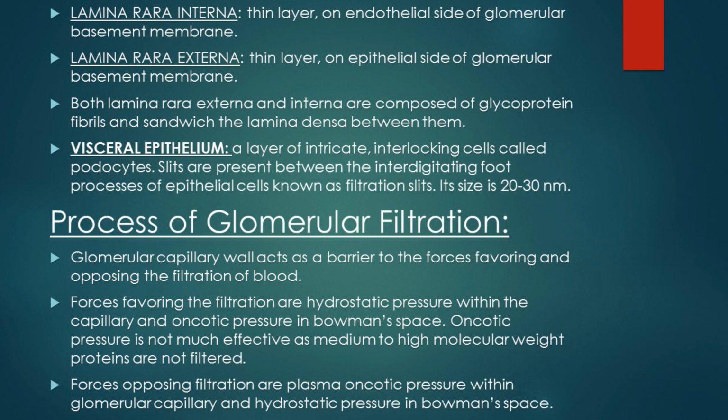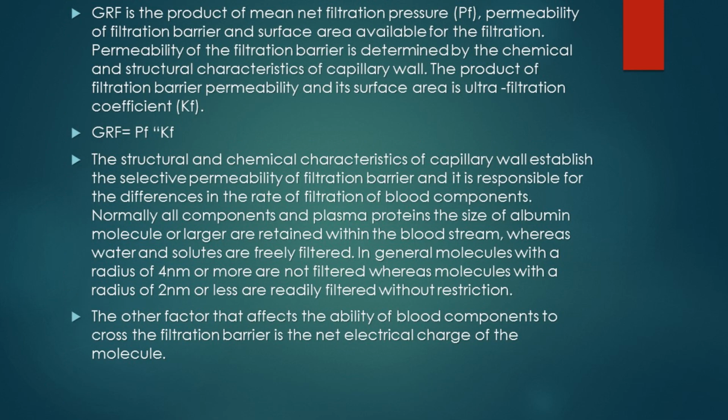And as the oncotic pressure in the Bowman's space is the force that favors the filtration, and the high molecular weight proteins are not filtered, this oncotic pressure is not much effective in favoring the filtration process. On the other hand, oncotic pressure is much effective in the glomerular capillary, and therefore it acts as the opposing force for filtration in glomerular capillary.